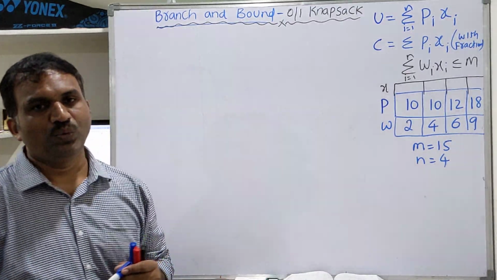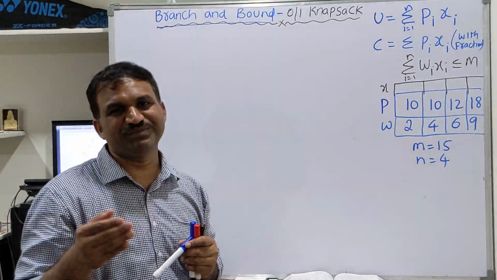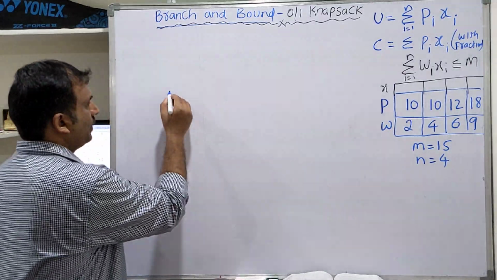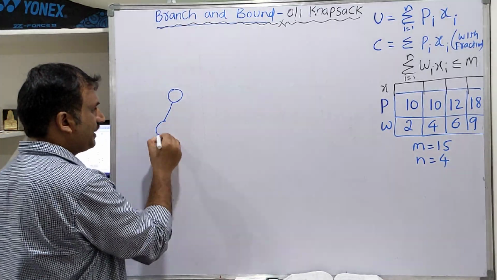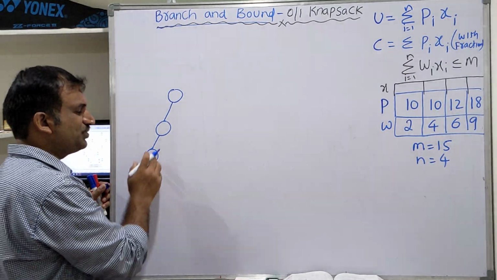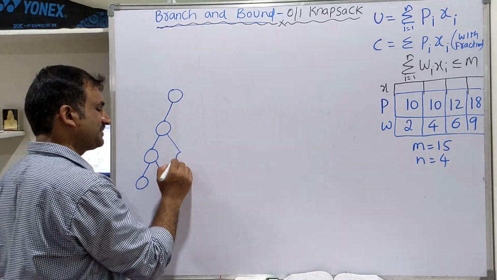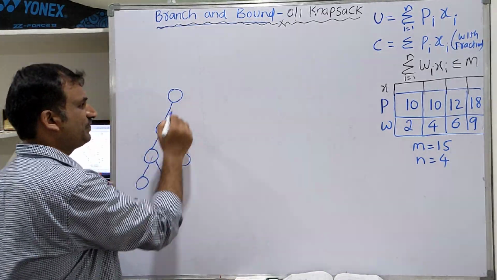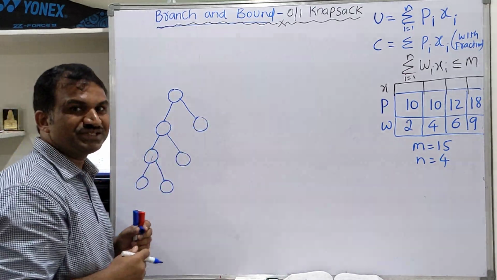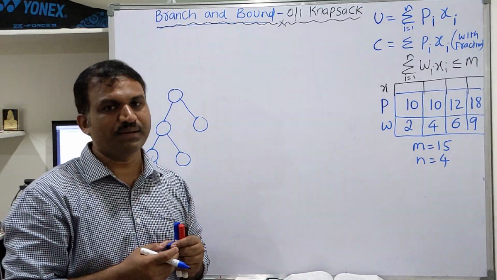Before starting, this problem can be solved using backtracking and also using branch and bound. What is the basic difference? In backtracking, we will use depth first search. If we don't get a solution, we come back and expand the next node. If we don't get the solution, we come back and expand the next one. That is the depth first search technique. So what is branch and bound? Branch and bound is a combination of DFS and BFS, depth first search and breadth first search.